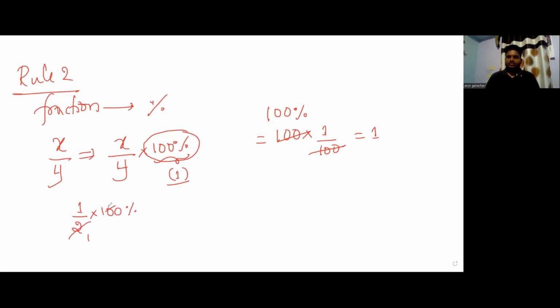To convert into a percentage, I have to multiply it by 100%. 2 ones are 2, 2 fives are 10. So what is 1 by 2 in percentage? It is 50%. Getting this? We are starting with something very basic. I hope you have understood this. This is rule number 2. Copy this. We'll move on to the next section.